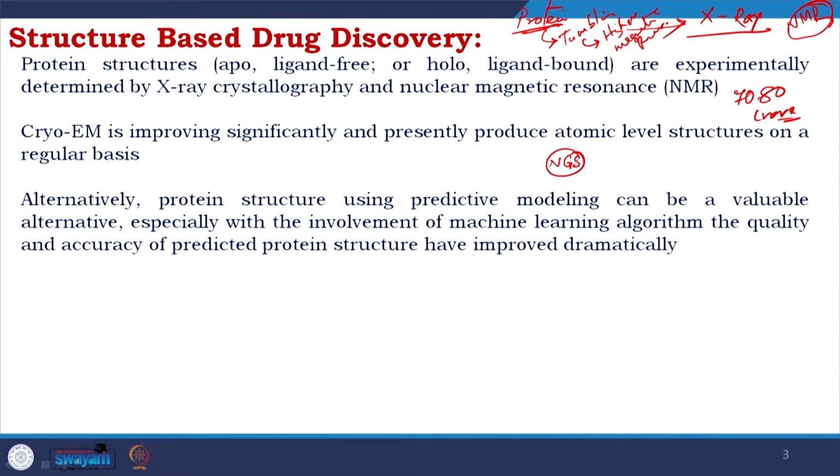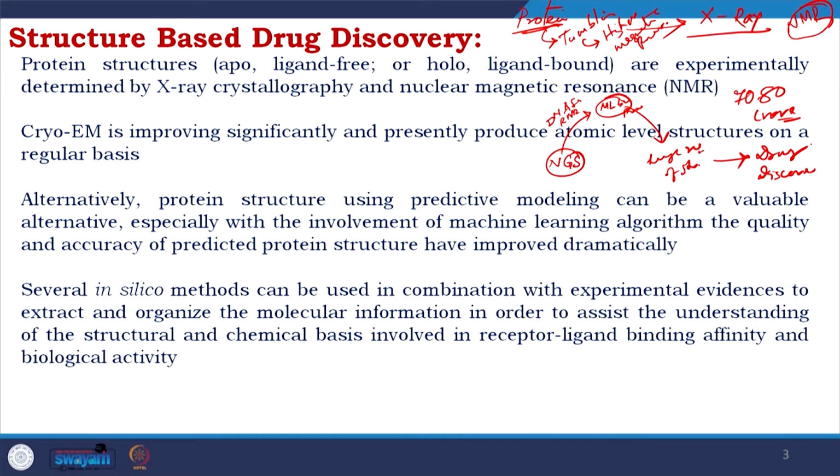If prediction becomes more and more possible, as we already said, there is NGS, which gives you the DNA sequence and RNA sequence. Now, if you have machine learning based predictive modeling, you could easily get a huge number of structures that would definitely benefit the drug discovery process.